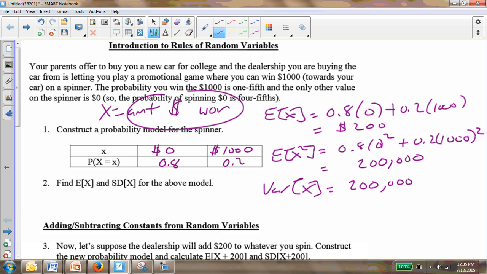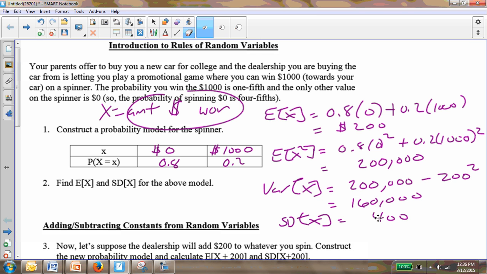The variance is the expected value of X squared minus the expected value of X, which is 200, squared. So if we do that, I get 160,000 for the variance, which means the standard deviation is the square root of that. That means the standard deviation is $400. It's the square root of the variance, so it's the square root of the 160,000.